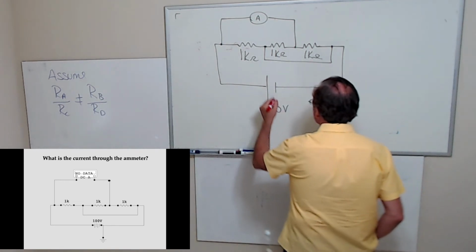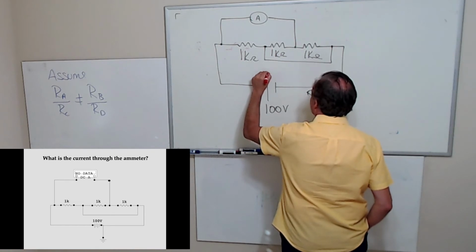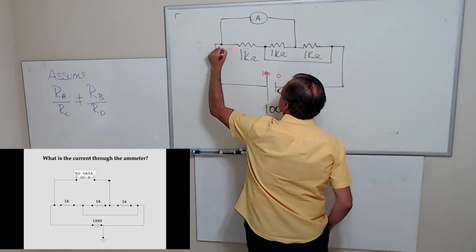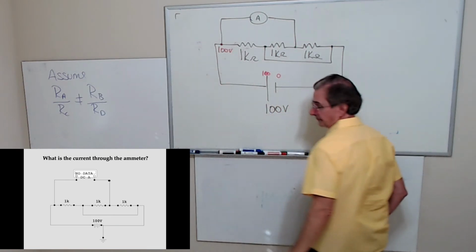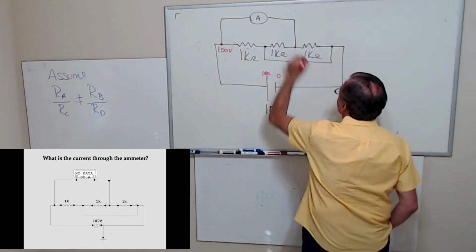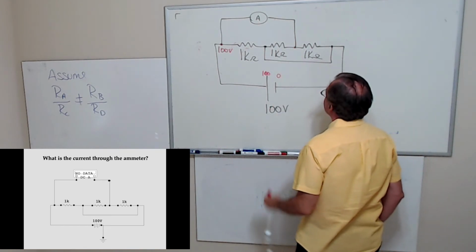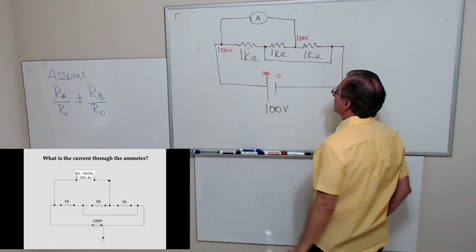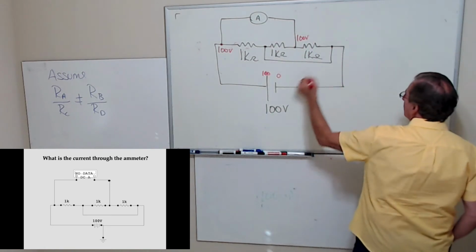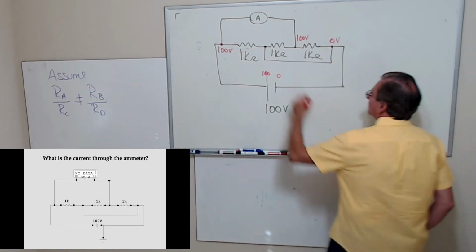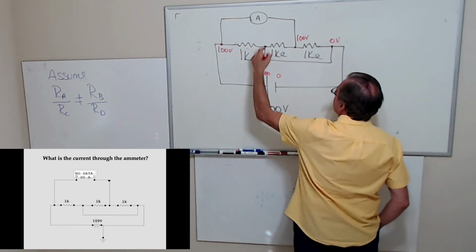Okay, let's say this is 100 volts, and this is 0 volts. That tells me that this point is 100 volts. What is this point at? It's at 100 volts. Why? Because we're assuming the ammeter is ideal. Okay, so if this point is at 0 volts, so is this point. And then what about this point? Right, they're tied together.